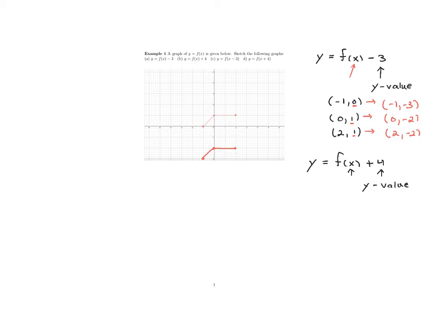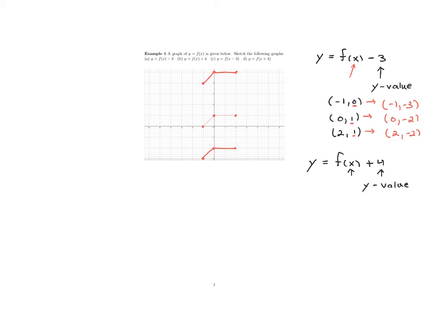So starting with, let's say, this point at -1, 0. If you go up 4 places, it's going to go to -1, 4. If you do this for every other point on the graph, you'll have your complete picture. So for example, 0, 1, adding 4 to the y value goes to 0, 5. Then the last point here, 2, 1, goes up to 2, 5. I connect the dots, and I have my picture.